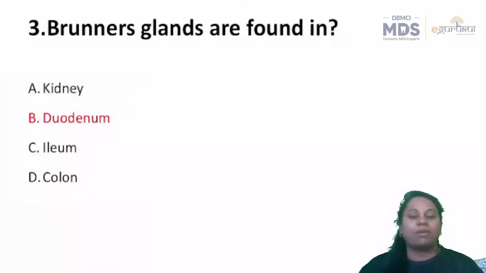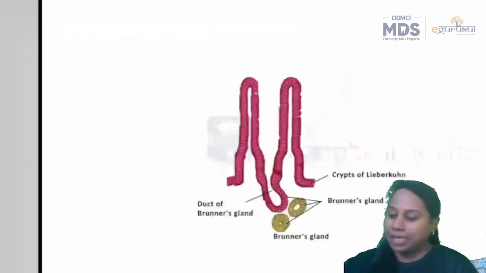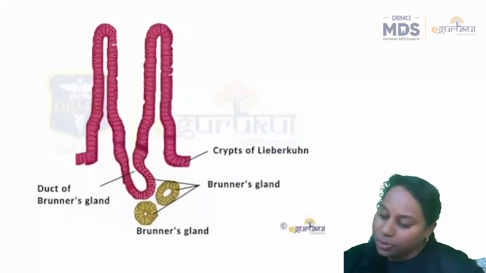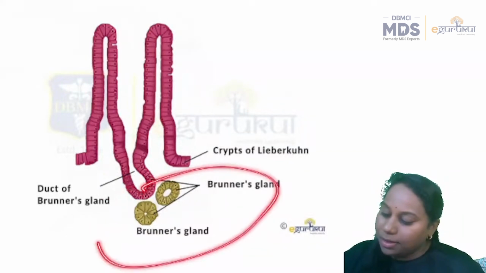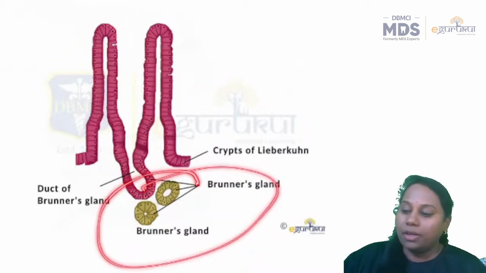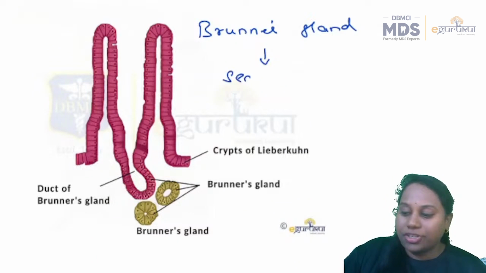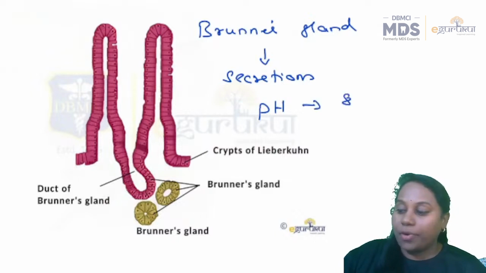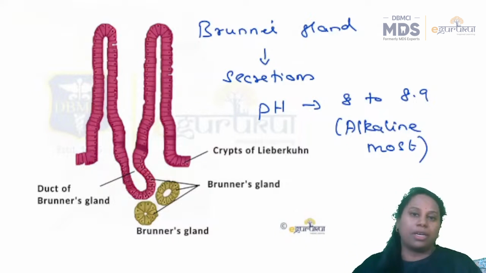Over to the third question. Brunner's glands are found in duodenum. What are these Brunner's glands? You can see in this image. These are the Brunner's glands. They are present in the duodenum. What is the use of this Brunner gland? Brunner gland produces secretions which have a pH of around 8 to 8.9. Highly alkaline secretion, or I can say the most alkaline secretions are produced in the GIT from the Brunner's gland.